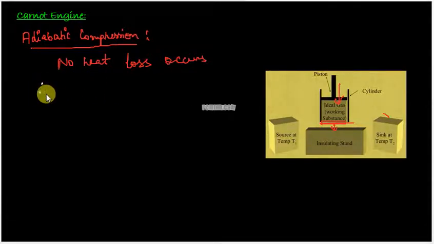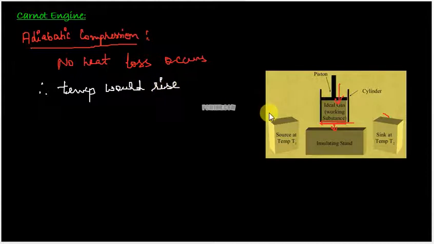Therefore, the temperature of the gas would rise back to T1. When it has fallen from T1 to T2, now it would rise back to T1 because of the compression, and there is no heat exchange happening, so it can't even lose that heat. So whatever amount of heat is supplied, it is being used up in raising the temperature.